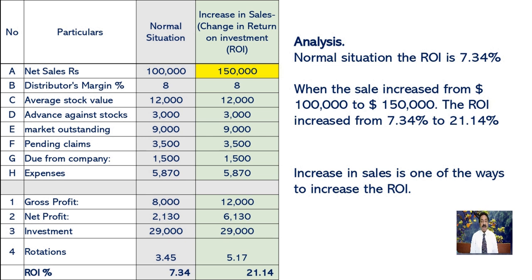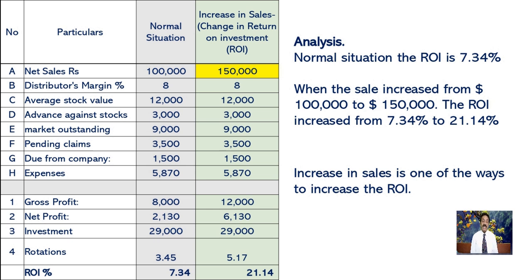See the sheet clearly. I have increased the business from 100,000 to 150,000. Okay, the only change is in business turnover. No change in investment, no change in expenses, no change in margins. So in this case, with a 50% business increase, how does it affect? When the sale is increased from $100,000 to 150,000, the ROI increased from 7.34% to 21.14%. This is one of the ways to increase the ROI: increasing the business, with the rest remaining the same. Percentage margin is the same, expense is the same, rotations are the same. Okay, this is one of the ways to increase the profitability, meaning return on investment, of a distributor or any business.